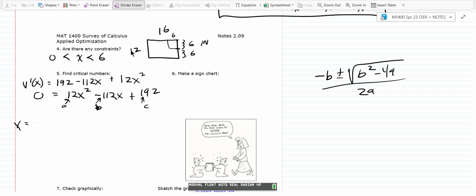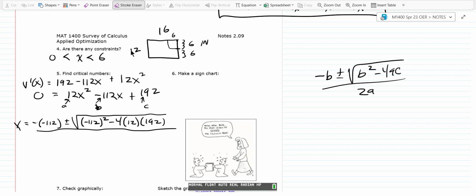So we'll have 4AC right there. There you go. Thank you. Okay, so we have negative B, so that'll be negative 112, plus or minus the square root of B squared. So again, B is negative 112 squared. 4 times A is 12, C is 192, and that's all over 2A like that.